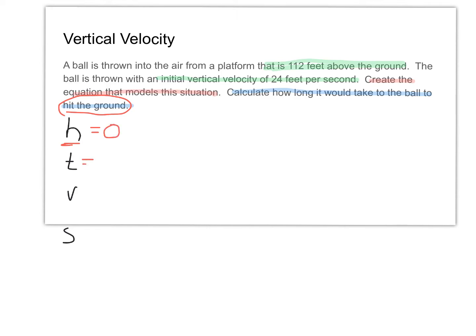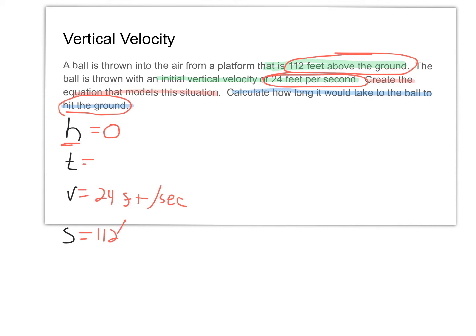Time. That's what we're going to be looking for, so I don't know what that is. The V is the vertical velocity. Oh, correction, sorry, I was wrong on that one. That's not the vertical velocity. The vertical velocity, you guys should be right here, the green one: 24 feet per second. Now the starting height is 112 feet above the ground.